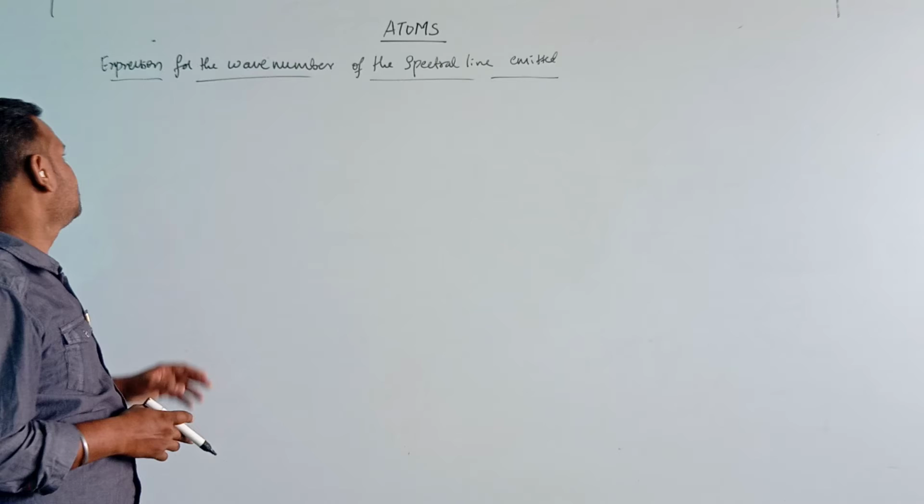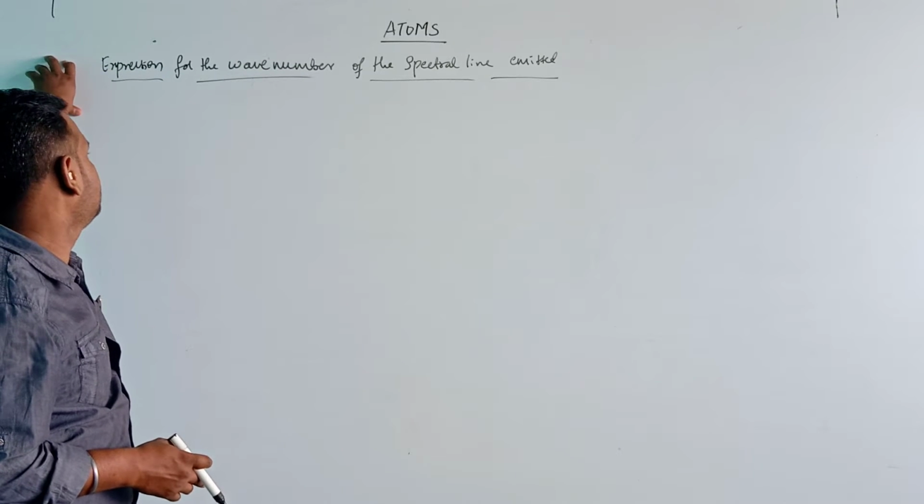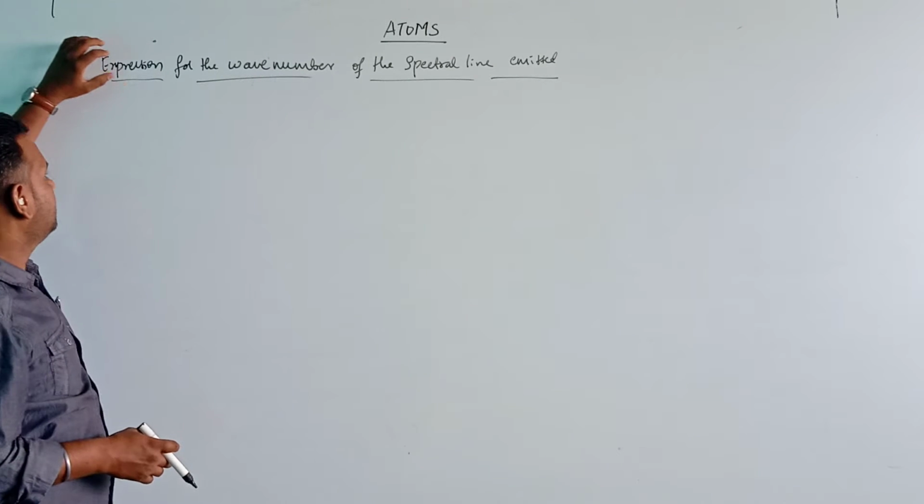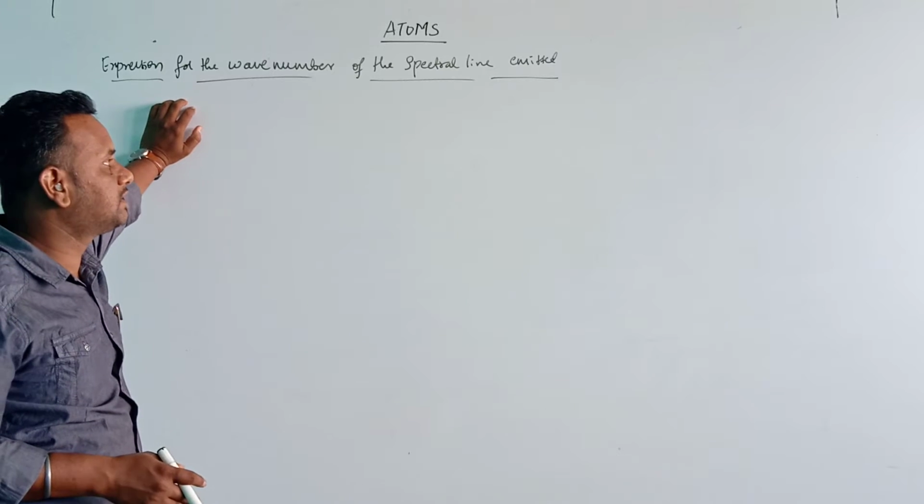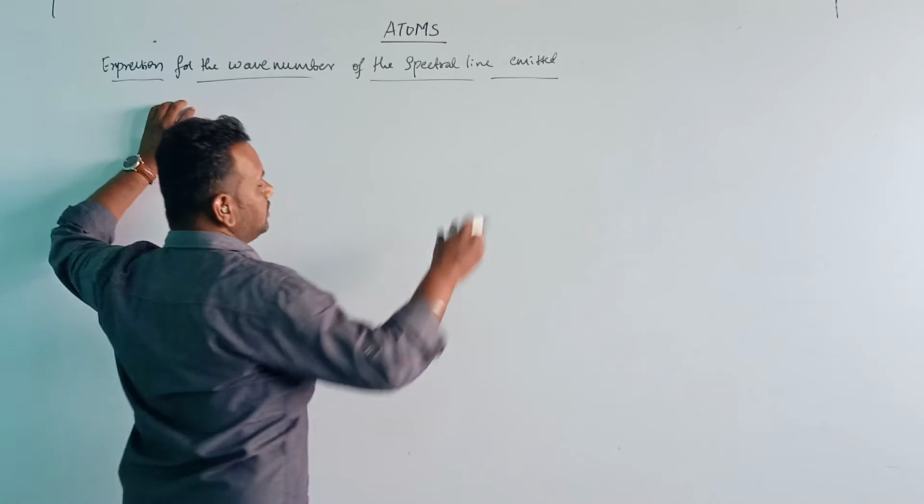So in this class we are going to discuss the expression for the wave number of the spectral line emitted.